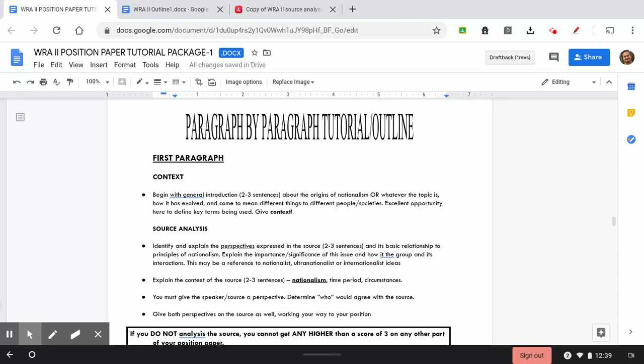This is the context. Begin with a general introduction. Now it says here about the origins of nationalism. That's in Social 20. In Social 10, we're talking about globalization. So same thing though. Begin with a couple sentences expressing what the topic is about. Maybe how it has evolved, how it has come to mean different things to different people or societies. This is an excellent opportunity here to define key terms being used. So, in Social 20, because the topic is going to be about nationalism, this is where you can define that term. Give a meaning, talk about the complexity of it, differing opinions on it. That can be done here. In Social 10, it's about globalization.